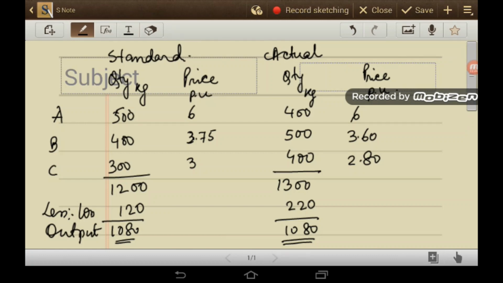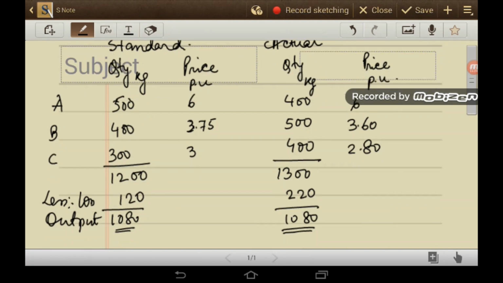I have presented the data which is given in the question in the following table. Now in standard we have 1200 kg of input, which will give 1080 kg of output, and actually there is 1300 kg of input and it also gave 1080 kg of output. Now let us calculate the different parameters.